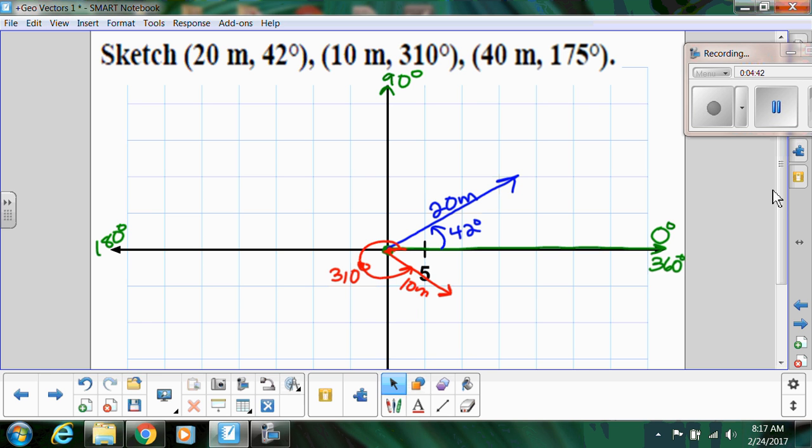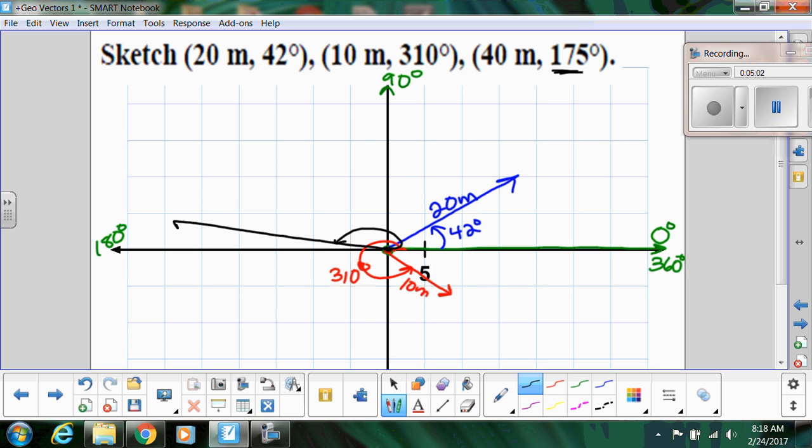And then I also have 40 meters at 175 degrees. So 175 degrees is 5 degrees short of 180. So I would start here and go all the way around to just about here, and that's 40, so I want to make it twice as long as that blue arrow. So that's going to be the 40 meters. Okay, so that's just estimating and sketching. It's very important that you know how to sketch a vector because we will be using vectors to solve different problems. So it's important you get this down. If you have questions about this, please ask about it in class.